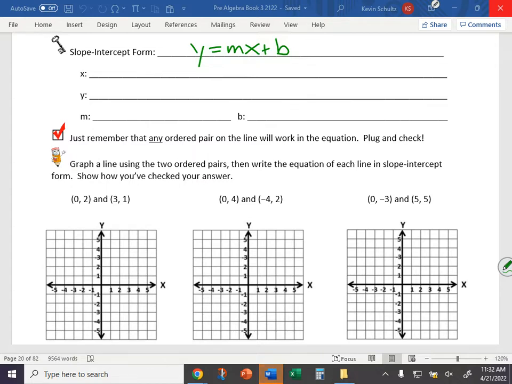So what does the m variable represent? Slope, right? It's how you move. m for move, m for slope. What does the b variable represent?